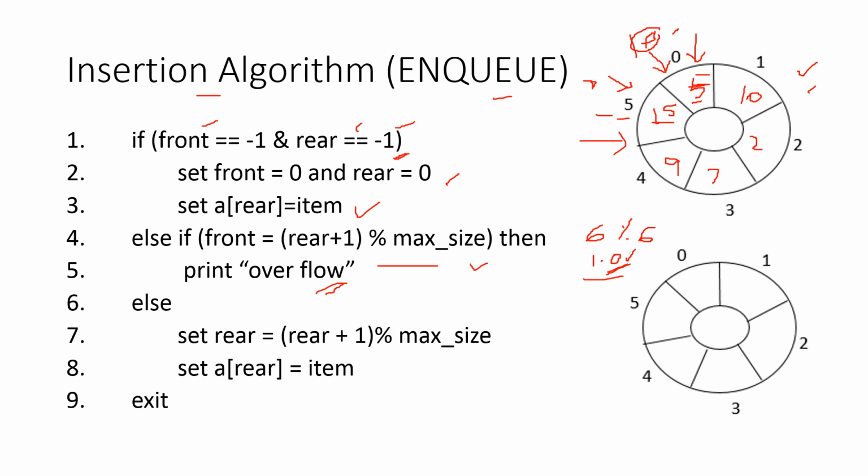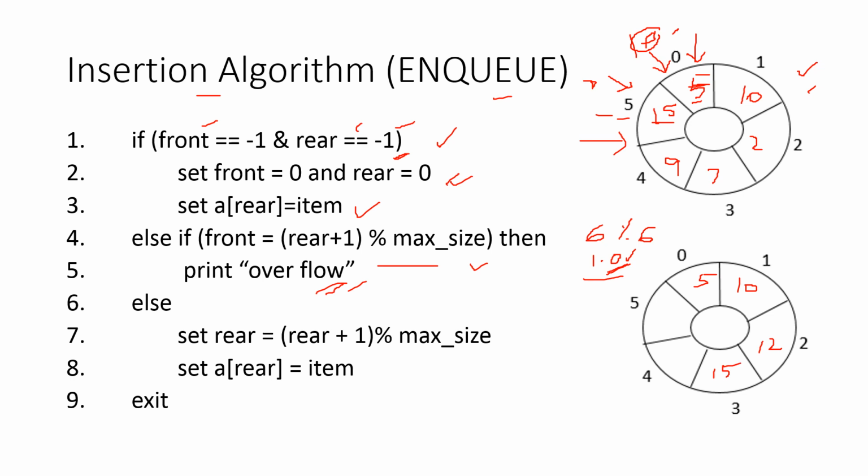And another case is when space is there. The first case is when no value was there, you enter the value and rear and front are set to 0. The second case is overflow. Next is when you have values. I'll show you. Suppose this has 5, 10, 12, 15.